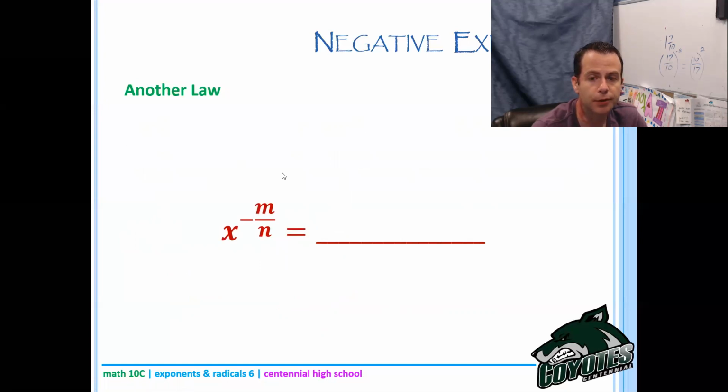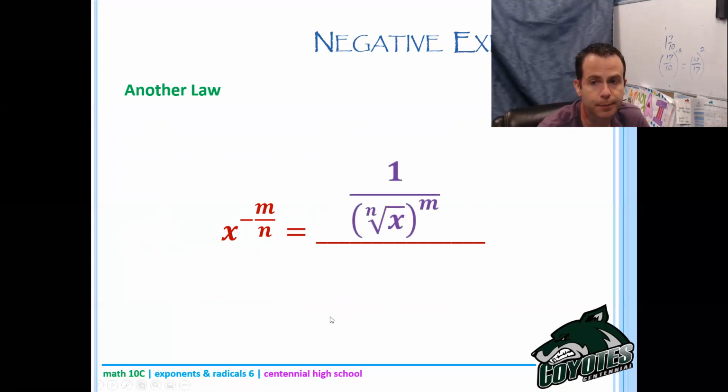So another law to deal with then is x to the negative m over n. We're just going to apply all 3 of those things, right? The negative tells me to flip it, the n will become the nth root, and the m will become another exponent. So it will equal 1 over the nth root of x all to the m. Okay?